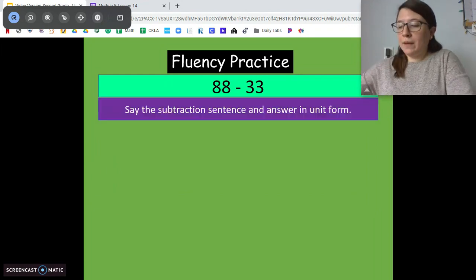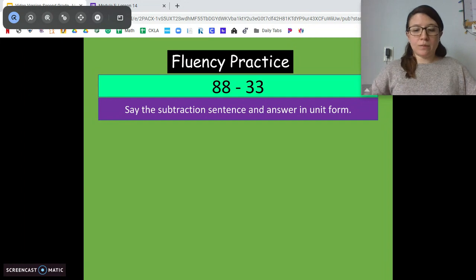I want you to tell me this number in unit form. Same thing as the last one. Tell me this number in unit form.